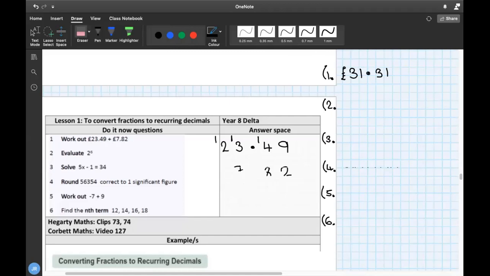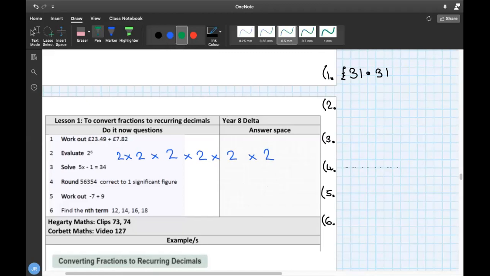Our next question, we've got 2 with a small 6 above it. That means 2 to the power of 6. Now we know 2 squared, or 2 to the power of 2, is 2 multiplied by 2. 2 cubed is 2 multiplied by 2 multiplied by 2. That's 2 to the power of 3. So 2 to the power of 4, 2 to the power of 5, and 2 to the power of 6.